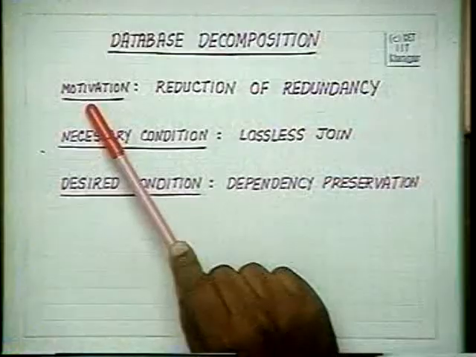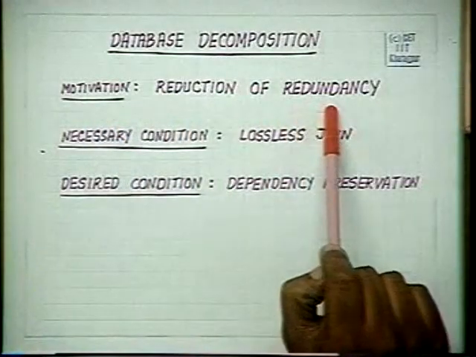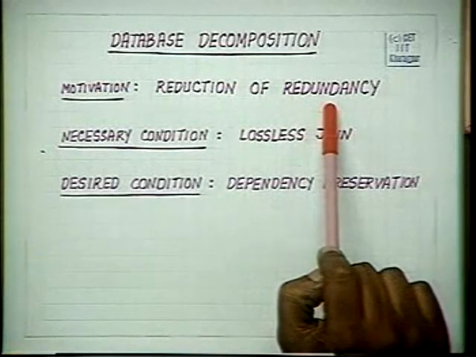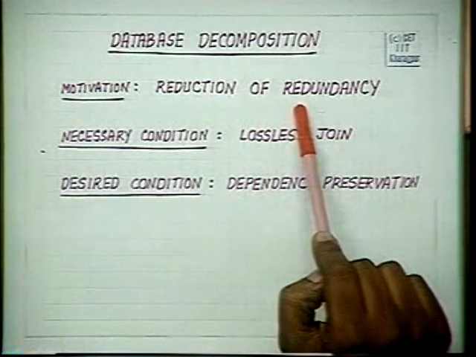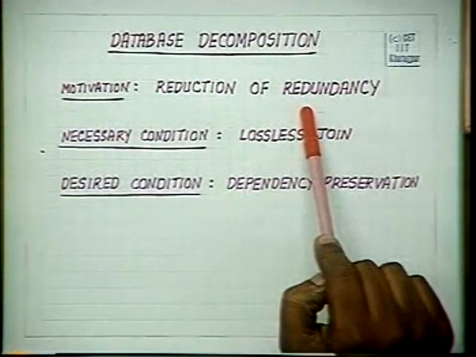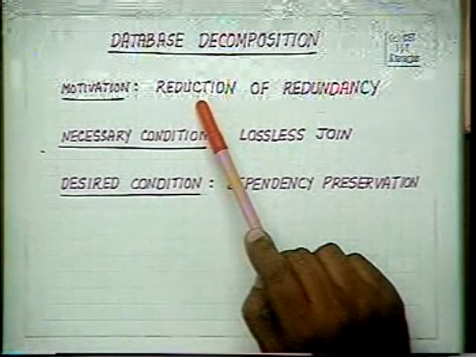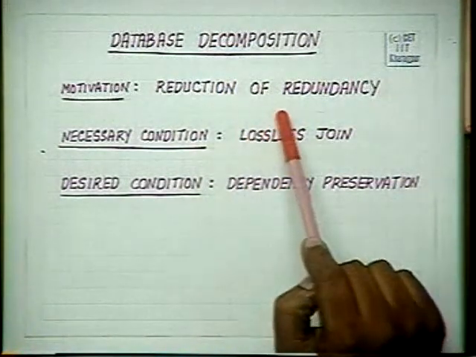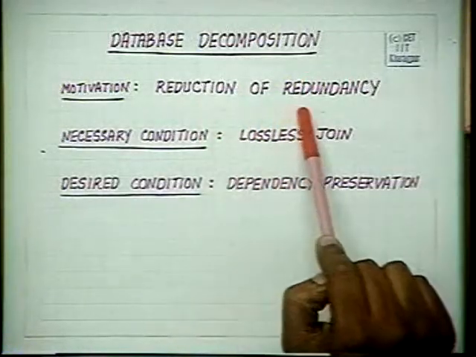Today we shall continue our study on database decomposition, and as we have seen before, the prime motivation behind database decomposition is the reduction of redundancy in a relation scheme, which is provided by a set of attributes and a set of functional dependencies. This decomposition means that we will break up the relations into more than one such scheme so that certain properties hold and that redundancy is minimized.